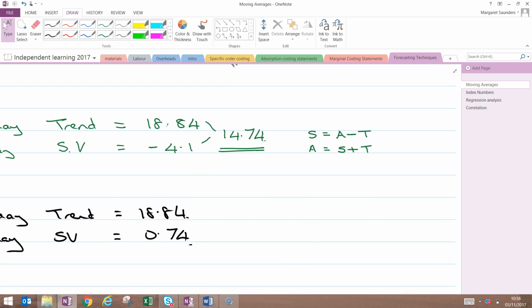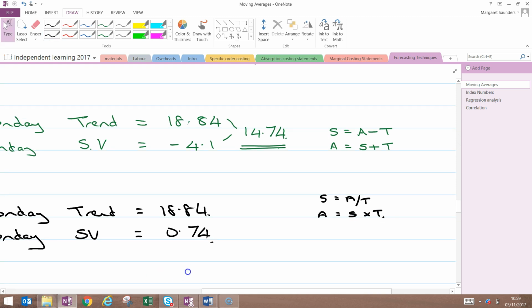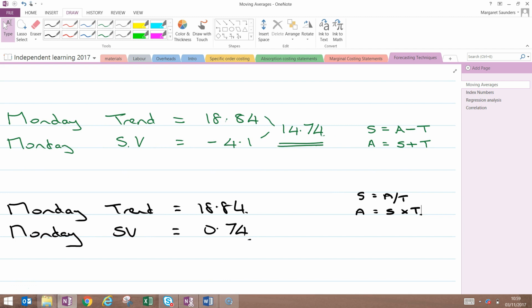Now thinking about how we calculated this seasonal variation, we did A divided by T. So rearranging that, A is equal to S times T. So our actual sales forecasted for Monday of week 3 is the trend multiplied by the seasonal variation, and we get 13.94. So that is our forecast for Monday.